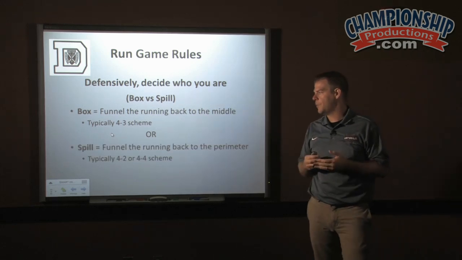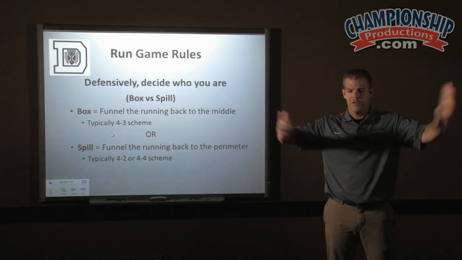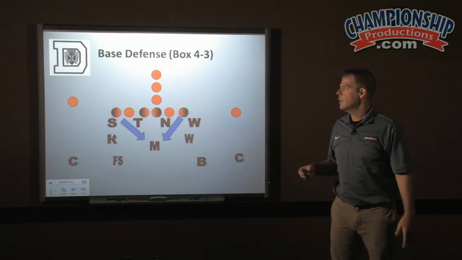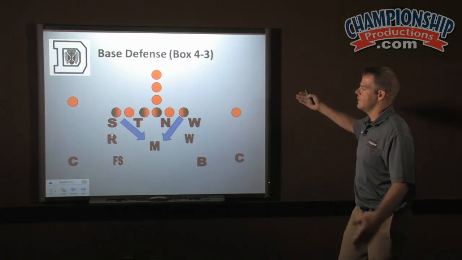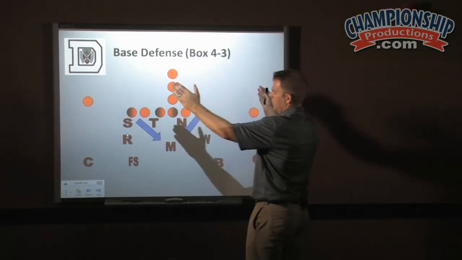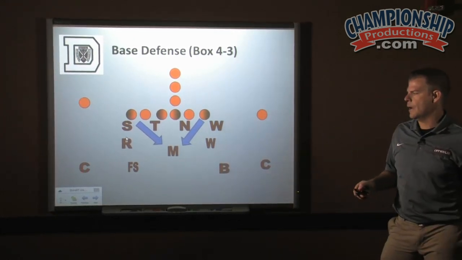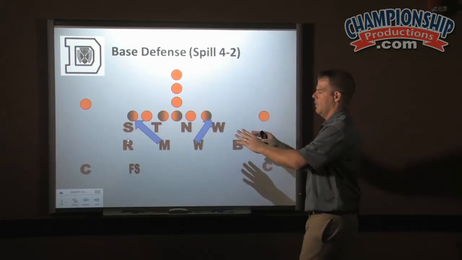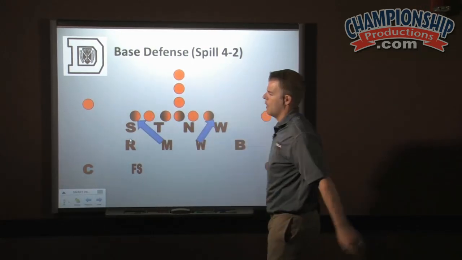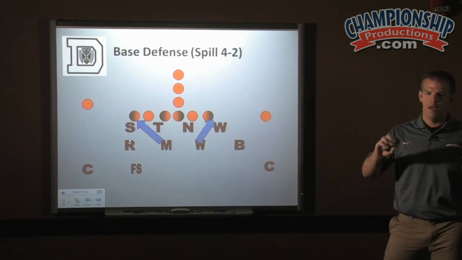Or are you a spill team, pushing everything to the perimeter? This would be the 4-2 or the 4-4 look, where you're pushing things outside. So, to give an illustration of this: defensively, in the 4-3 world, everyone's pushing the ball to the Mike. Typically, this is a two-high team pushing to the Mike. In the 4-2, the Mike and the Will push everything to the perimeter, trying to push everything outside, run to the sidelines.